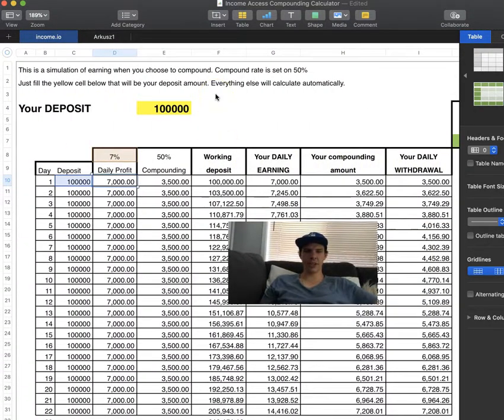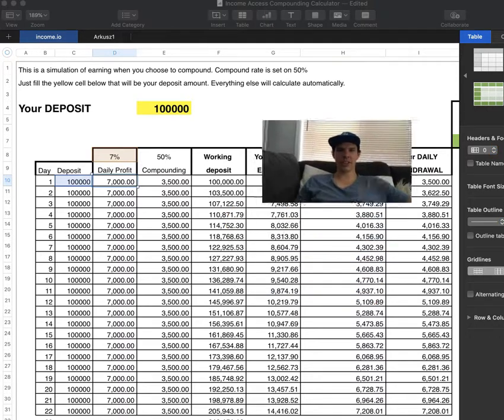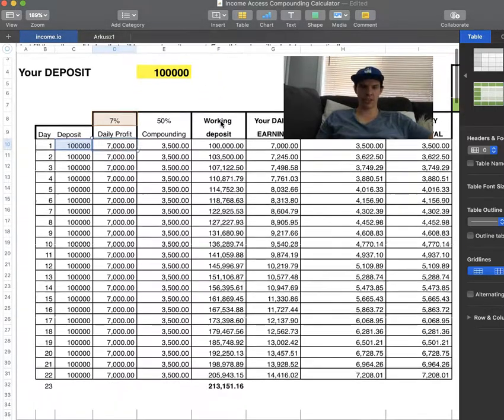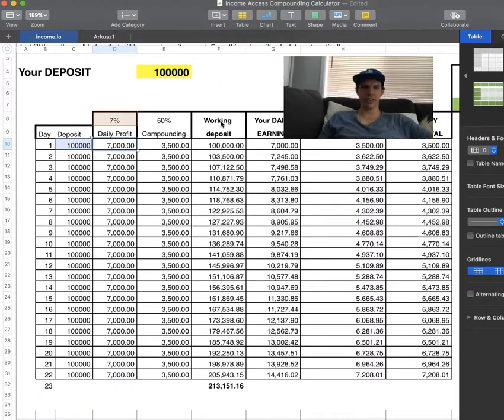Alright guys, so if you've got any questions about the compounding calculator, you can download it. It's an Excel file. You can use it on Mac or on Windows. If you want to download this, let me know.